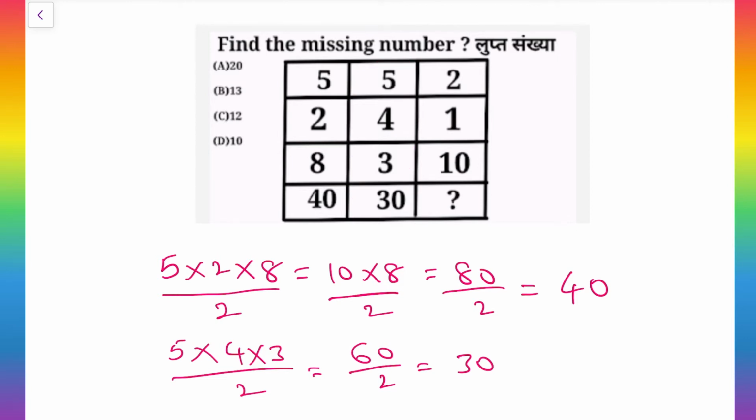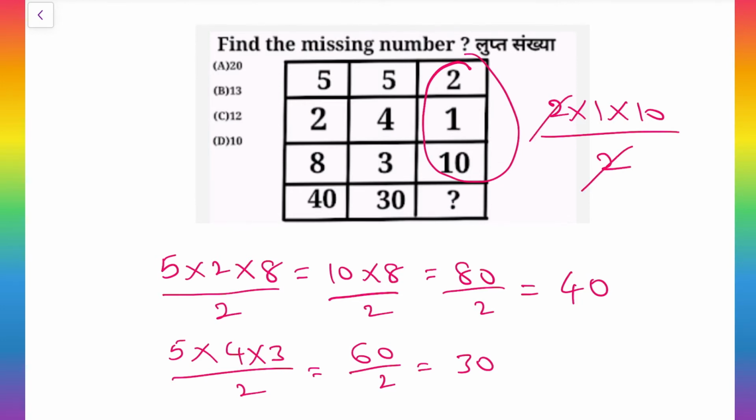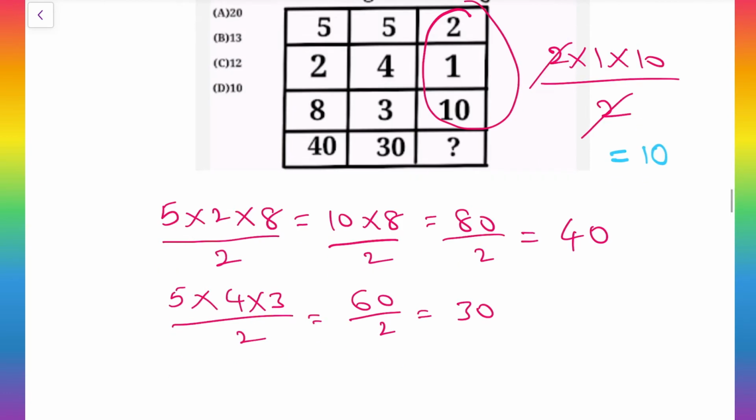Now let us apply the same logic for the third column also. All these three numbers we need to multiply. That is 2 into 1 into 10, and we need to divide that answer by 2. So here 2 will get cancelled, then we remain with 1 into 10. It is 10. So the missing number is 10. Let's move to the next question.